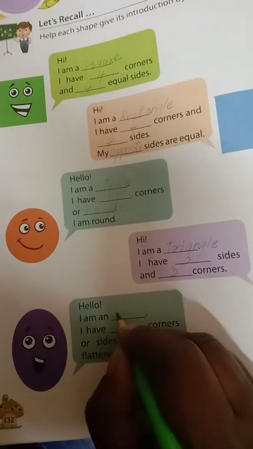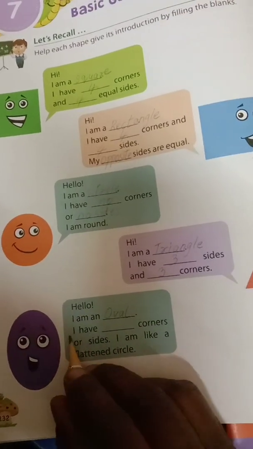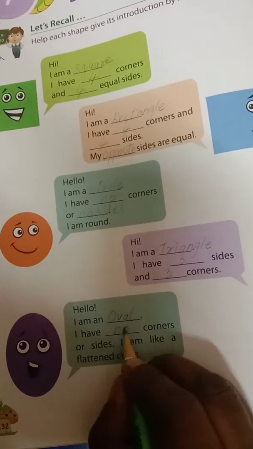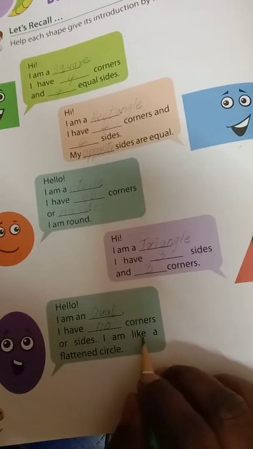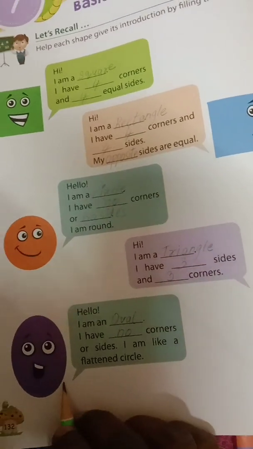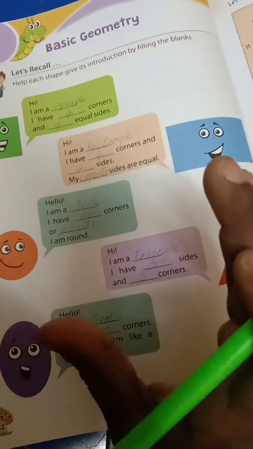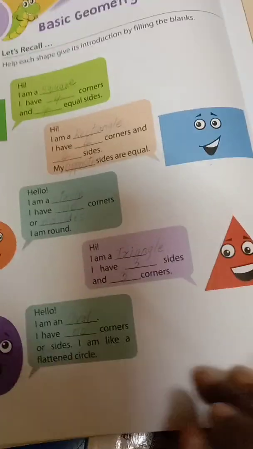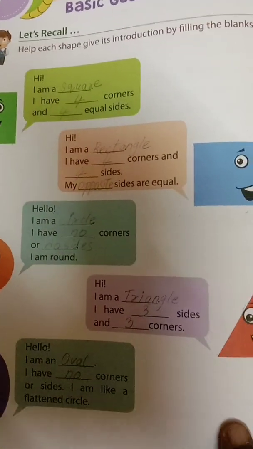Then, hello, I am an oval. I have no corners or sides. I am like a flattened circle. This also looks like a circle, but it is flattened. Okay, then complete this.